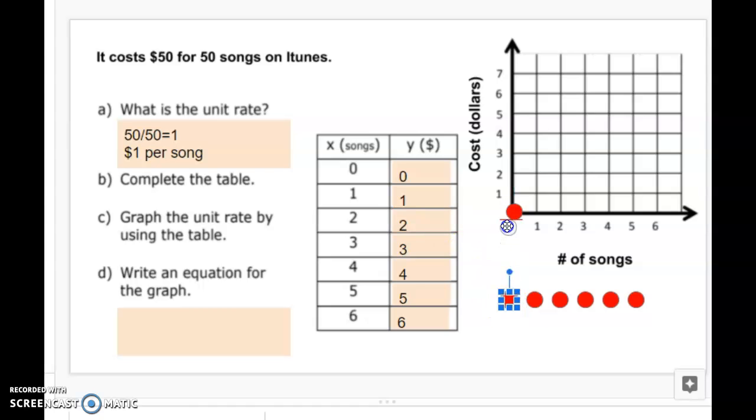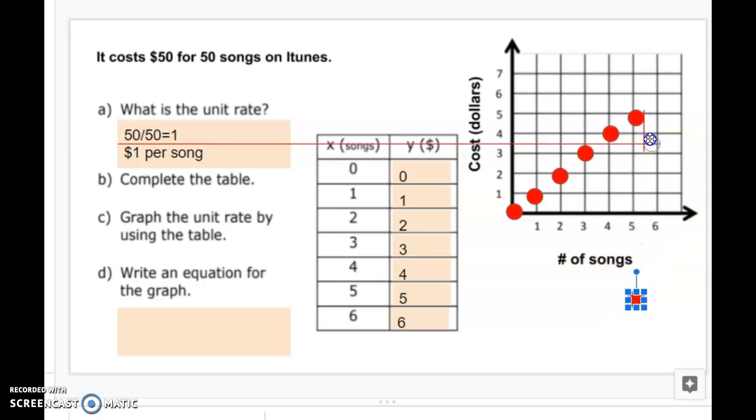One song is $1. Over 1, up 1. 2 songs is $2. So I'm always starting at 0, over 2 for my x, up 2 for my y. 3, 3, over 3 and up 3. Over 4 and up 4. Over 5 and up 5. And lastly, 6, 6 is over 6 and up 6.